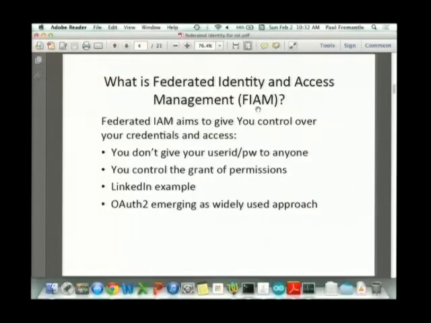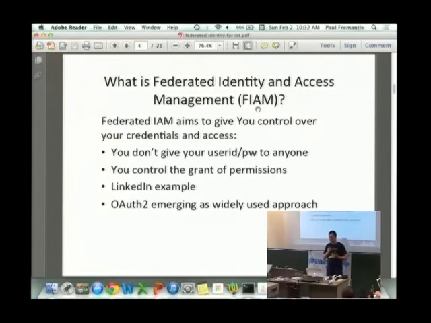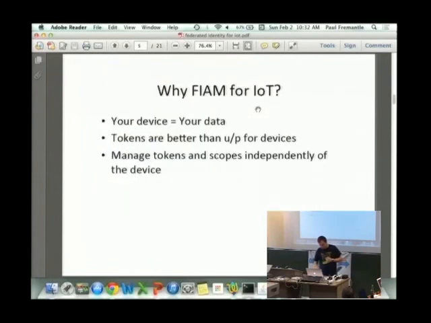And OAuth 2 seems to be the most used federated protocol. It's used by GitHub, it's used by LinkedIn, Gmail, Facebook, and many, many others. So it seems to be a good approach, at least, to start using here.